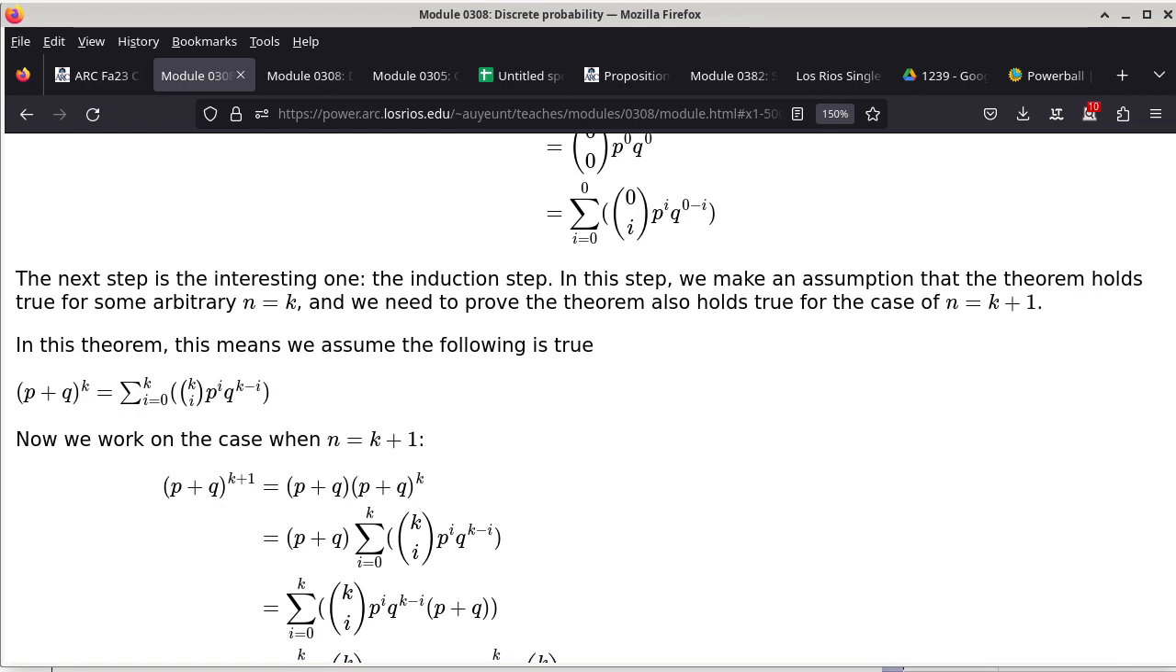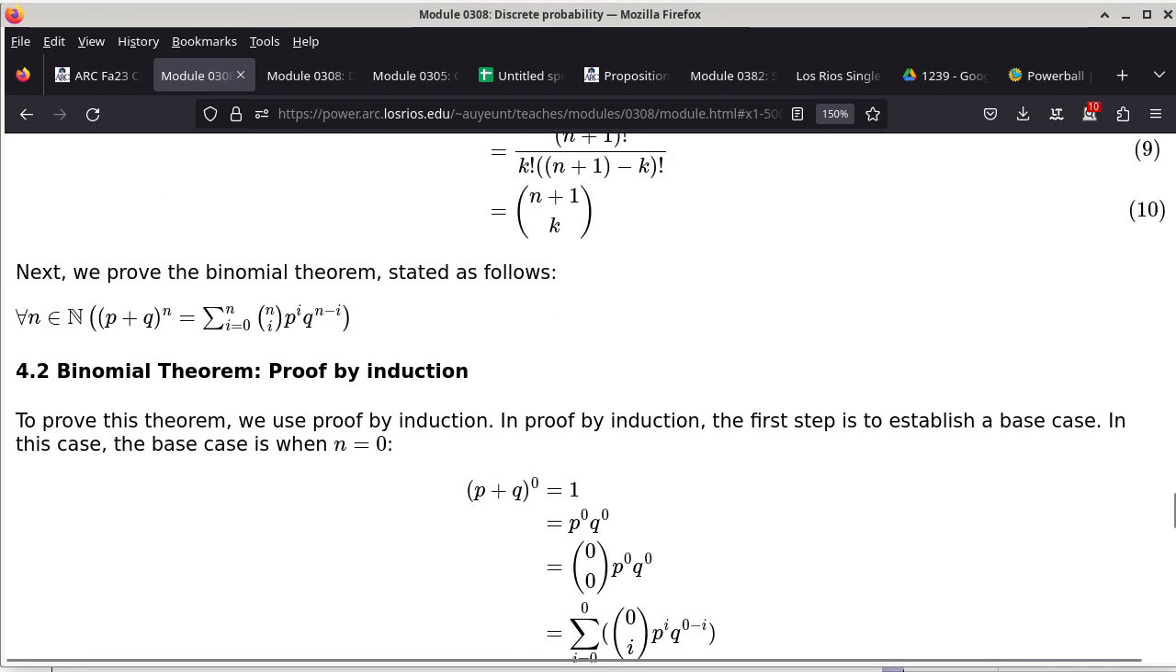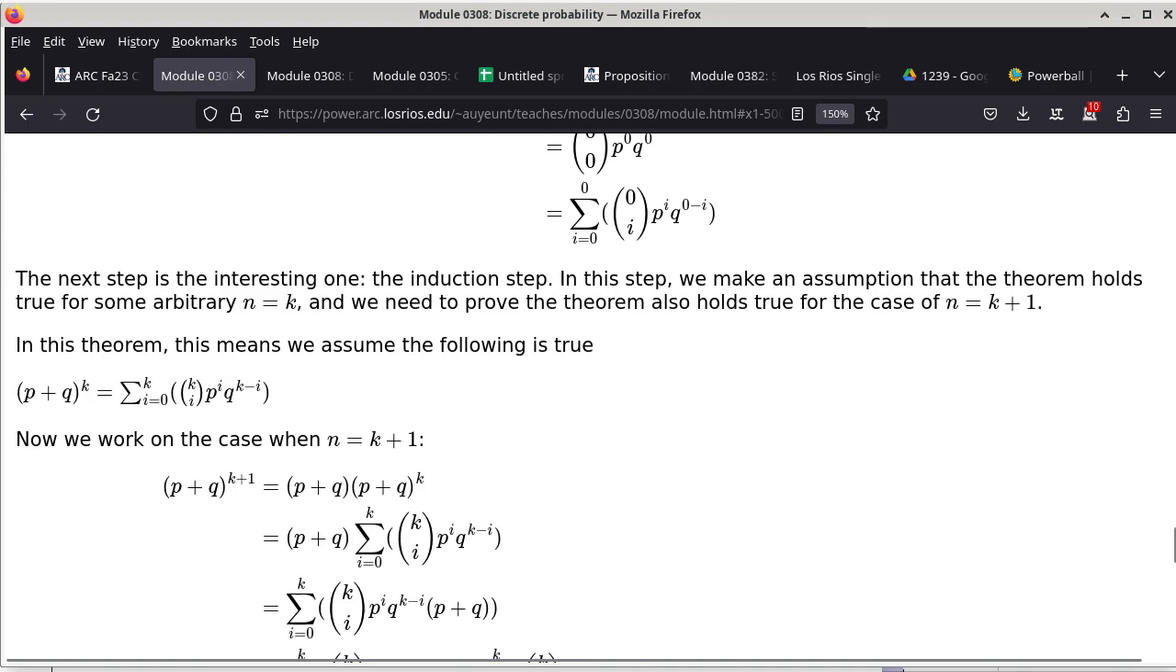So in this case, this is the induction assumption. We assume that the theorem is true when n equals k already, which means this equality has to hold, because this equality right here is based on the theorem when n equals k.